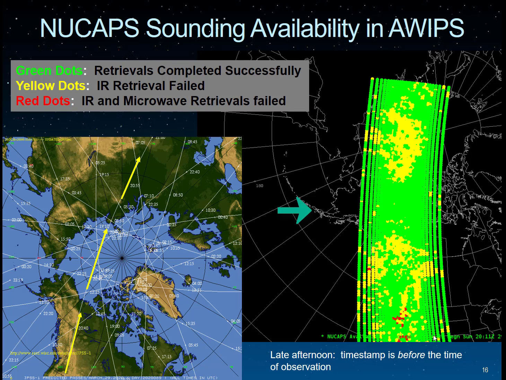On the right-hand side is what you'd see with AWIPS. On the left-hand side is the actual orbit for NOAA-20 at this particular time. And you'll note that the timestamp in AWIPS is actually before the time of the observation over Alaska.